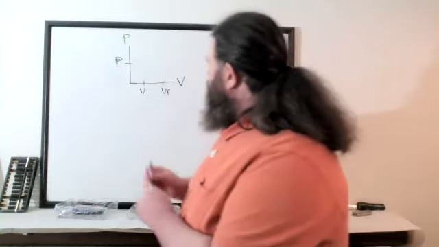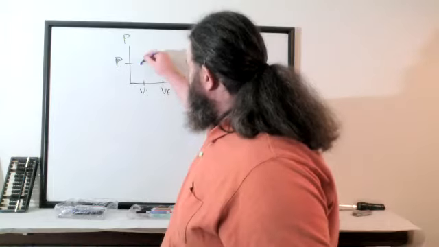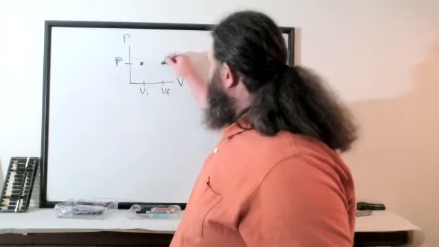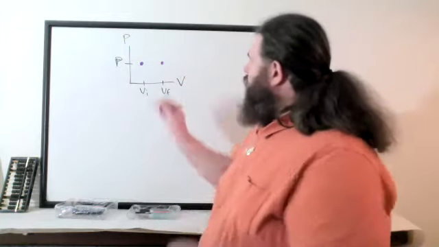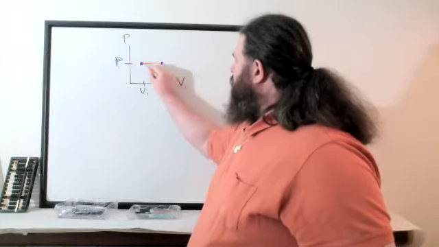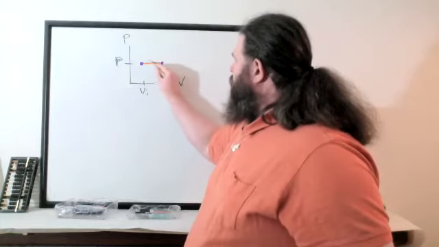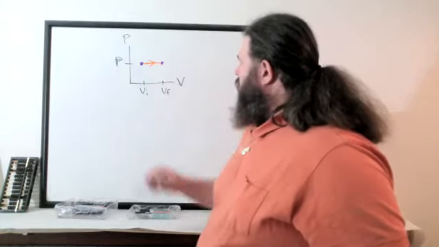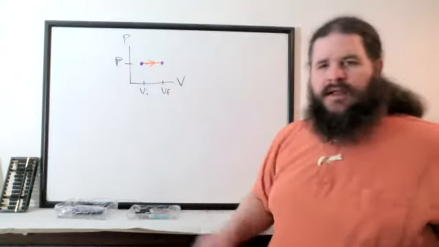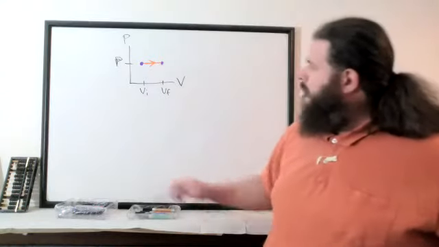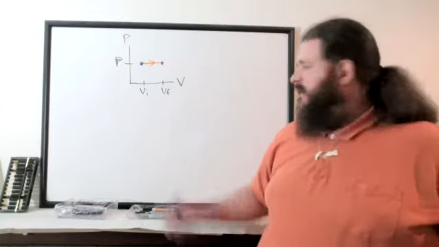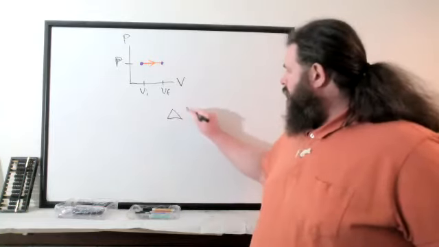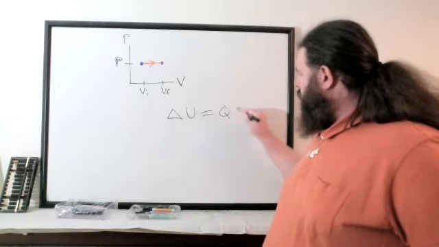You've got some initial volume and pressure and a final volume with the same pressure. And we're just going through this process from one to the other. In that process, let's take a look at what's happening in each piece of that first law of thermodynamics.